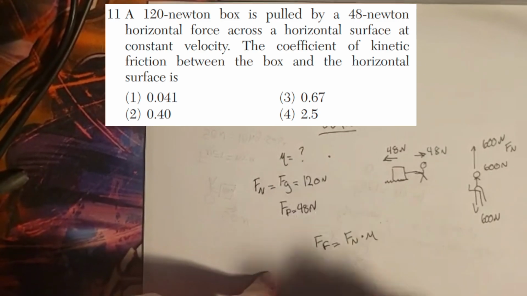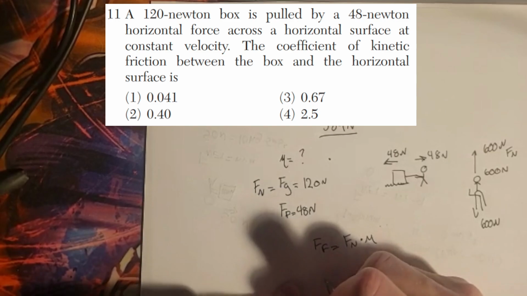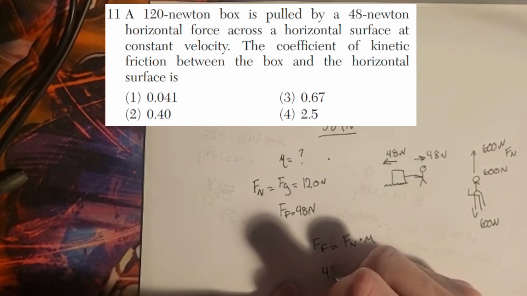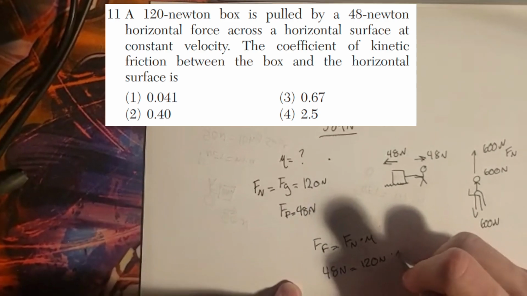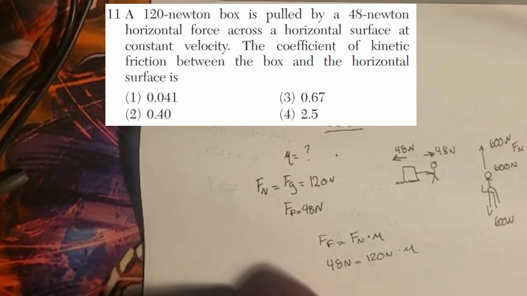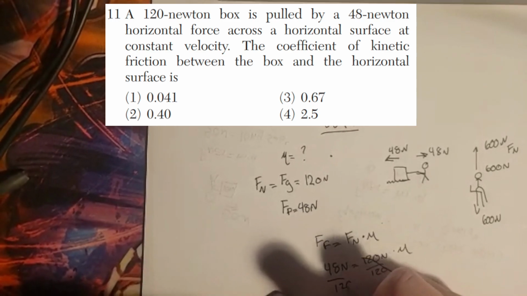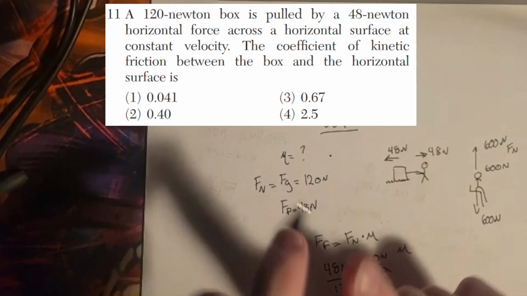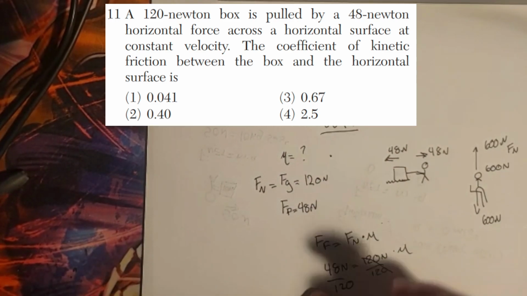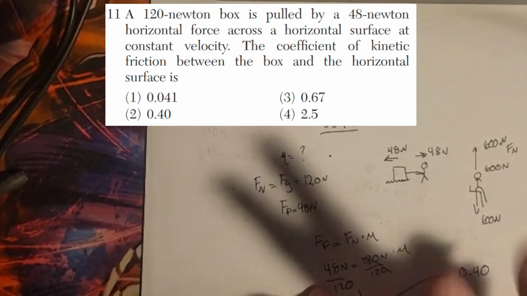I kind of wrote that out of order, but it's okay. Fn times mu, or mu times Fn. We'll plug in our numbers, and we have 48 newtons for the force of friction, 120 newtons for the normal force, and then mu is what you're going to solve for. You want to get mu alone, so you divide by 120 on both sides. 48 divided by 120, I'm assuming that's going to be 0.3, but let me double check. See that? That's why you always double check. If you do 48 divided by 120, you wind up getting 0.4. So it's option number 2.